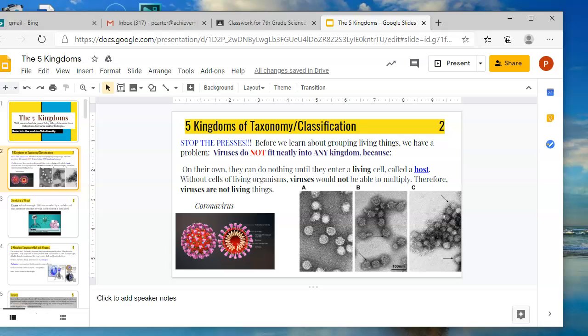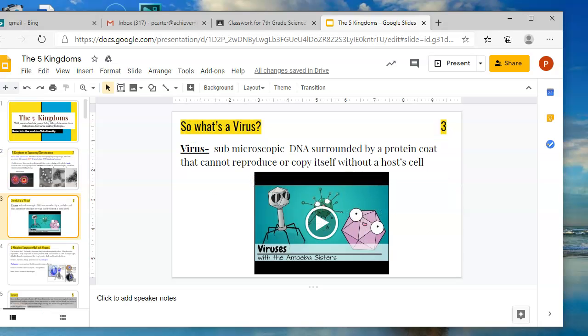Stop the presses! Before we learn about grouping living things, we have a problem. Viruses do not fit neatly into any kingdom because, on their own, they can do nothing until they enter a living cell, called a host. Without cells of living organisms, viruses would not be able to multiply. Therefore, viruses are not living things. So what's a virus? A virus is a submicroscopic DNA surrounded by a protein coat that cannot reproduce or copy itself without a host's cell.